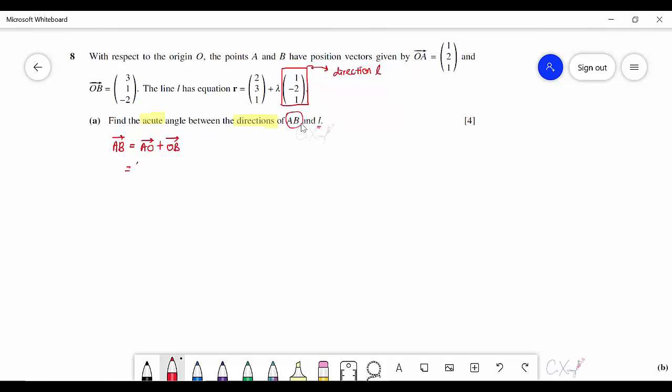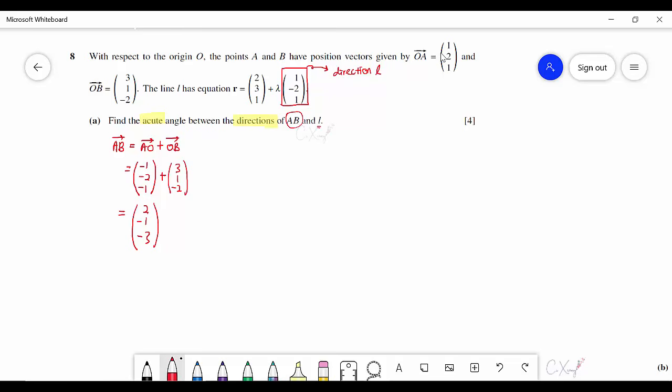Okay, so I'm putting it in the column vector form. AO means -1, -2, and -1. It is given here, right? This is OA. So AO means you change it in the direction, so everything becomes negative. Then OB will be 3, 1, -2. Then when you do the calculation for this part, eventually you have 2, -1, and -3. So this is the direction of AB. Okay, so you already have the direction AB and you also have the direction of L already.